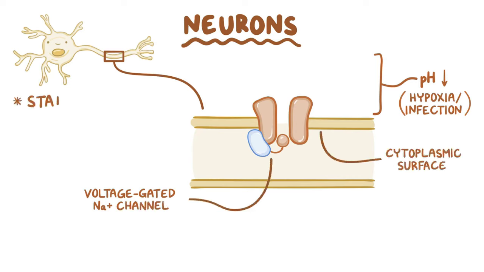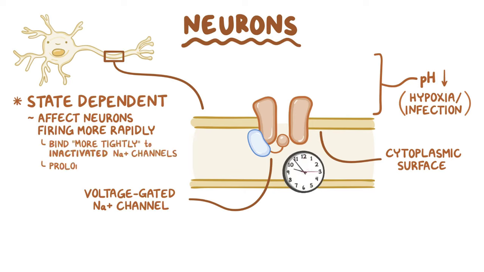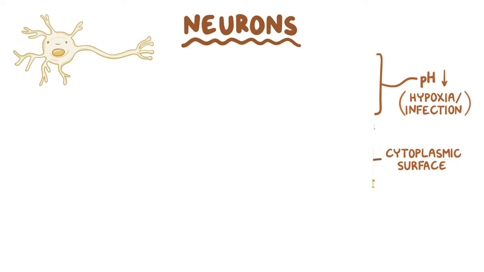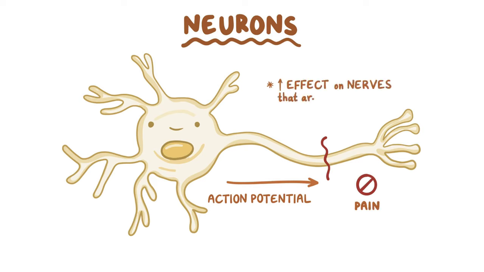Local anesthetics are state-dependent, meaning they're more likely to affect neurons that are firing more rapidly. This is because they bind more tightly to inactivated sodium channels and prolong the inactivated state. This way, the action potential will not be able to travel up the neuron's axon, and we do not register the pain. Local anesthetic has a larger effect on nerves that are small and myelinated, which is good since nerve fibers carrying the pain sensations are usually small.